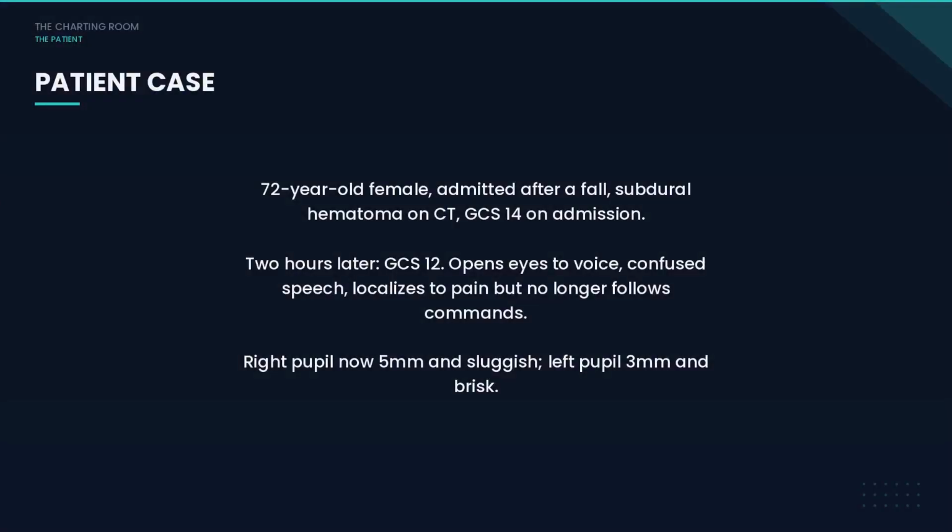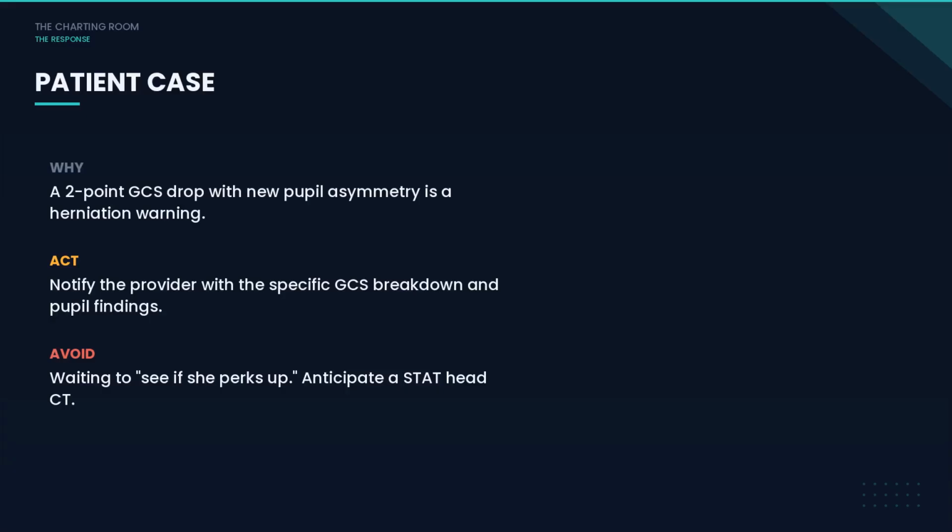72-year-old female, admitted after a fall, subdural hematoma on CT, GCS 14 on admission. 2 hours later, GCS 12. She opens her eyes to voice, is confused when she speaks, and localizes to pain but doesn't follow commands anymore. Her right pupil is now 5 millimeters and sluggish. Her left is 3 millimeters and brisk. This is not, she's just tired.